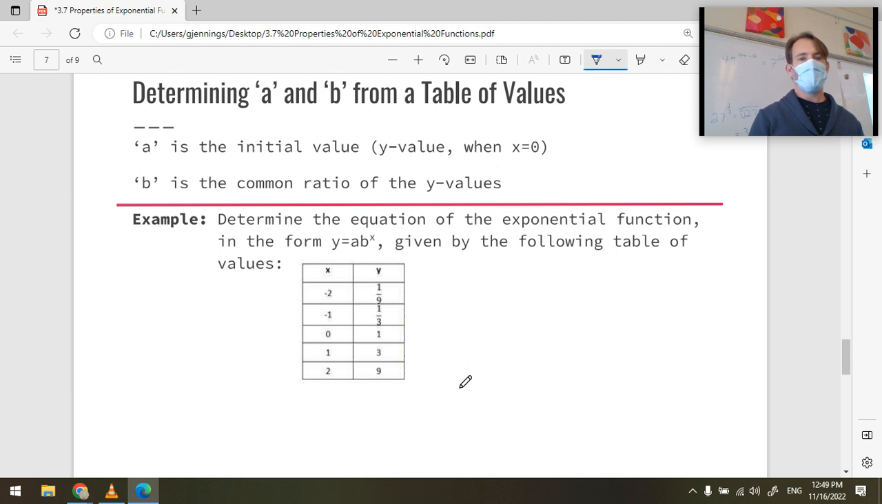And then here is a quick lesson on determining. Actually, I'm going to save this for tomorrow because I didn't do this with the morning. So we'll start here tomorrow and then look at transformations of exponential functions.